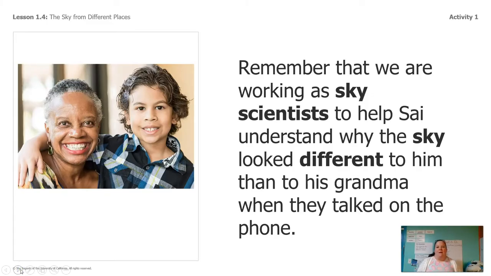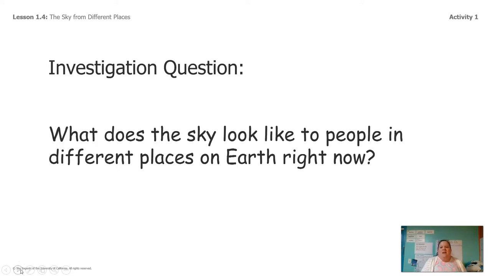So remember that we're working as sky scientists and we want to help Sai understand why the sky looked different to him than to his grandma when they talked on the phone. So again, this is what we're trying to do: why did the sky look different? Okay. But today we're answering a smaller part of that question, which is, what does the sky look like to people in different places on Earth right now?